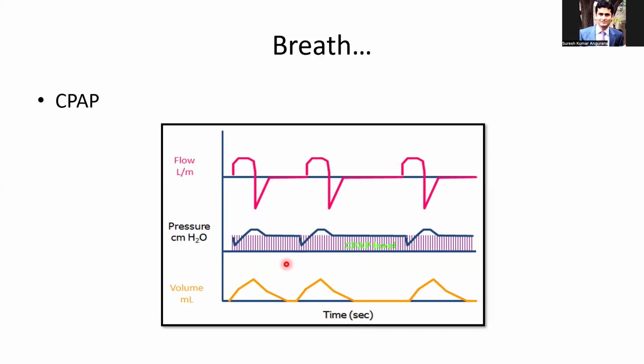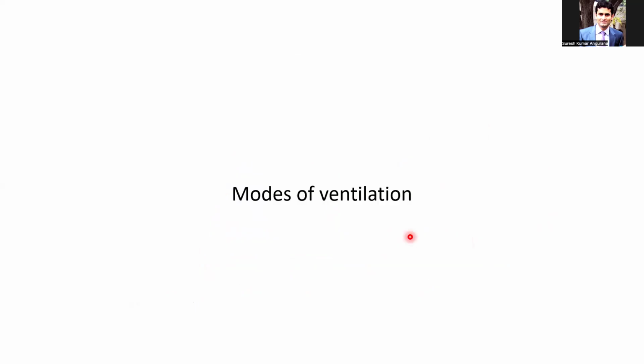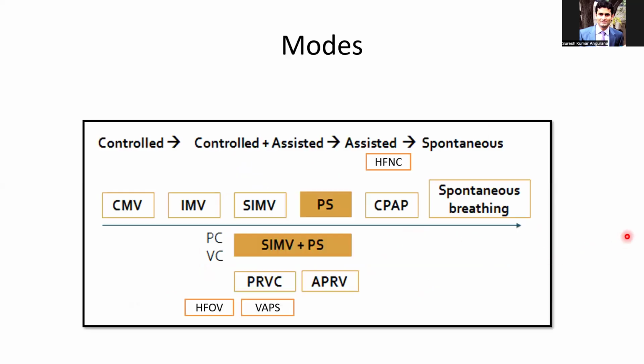If there is CPAP, then continuous positive airway pressure will be maintained throughout the respiratory cycle, and the patient can breathe on the given CPAP. So this is the CPAP mode of ventilation. Coming to different modes of ventilation, ventilation has evolved over time.